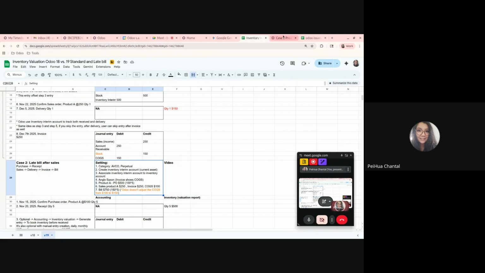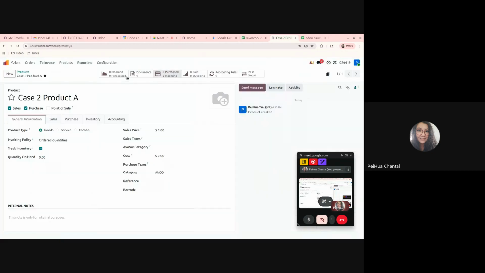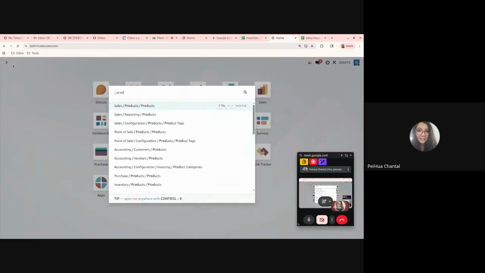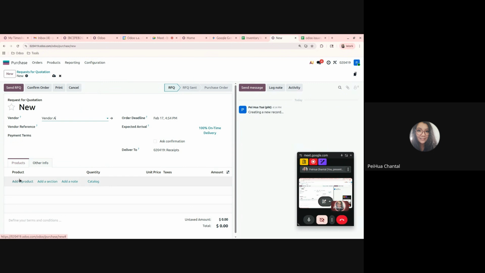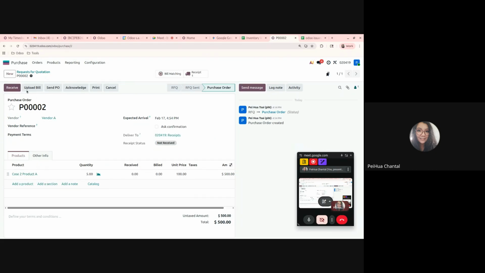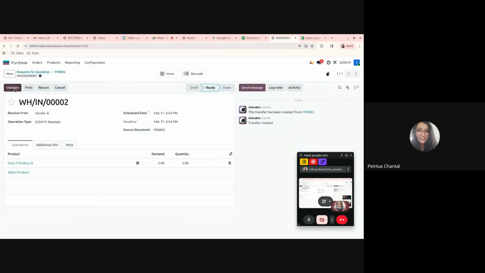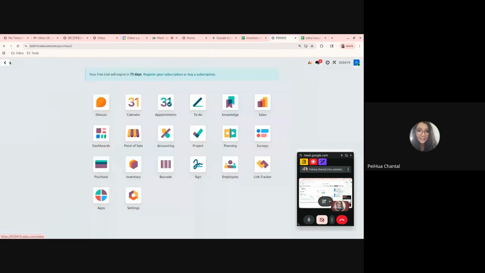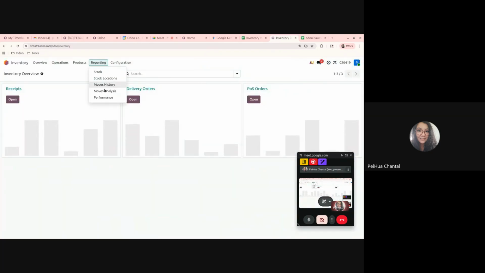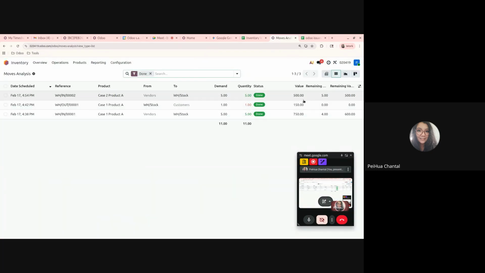Here, I'm going to start with the purchase order. It's the same process but a different product. Let's start with the purchase and the exact same value. Case two, quantity 5, 100 each. Confirm. We just receive the quantity. By receiving the quantity, your inventory has the update in the report here, 500.